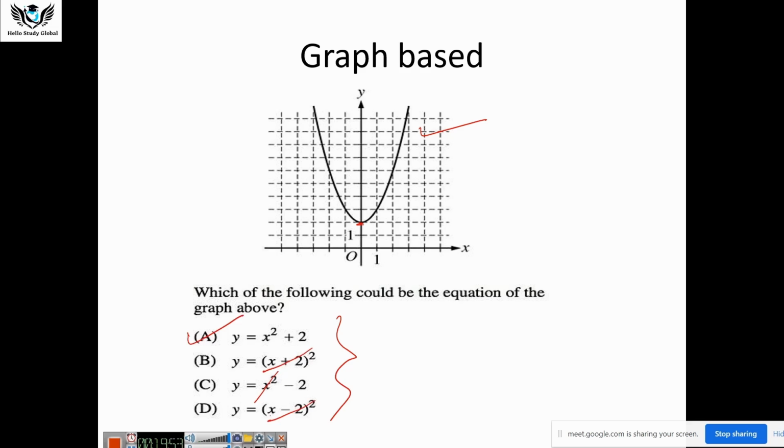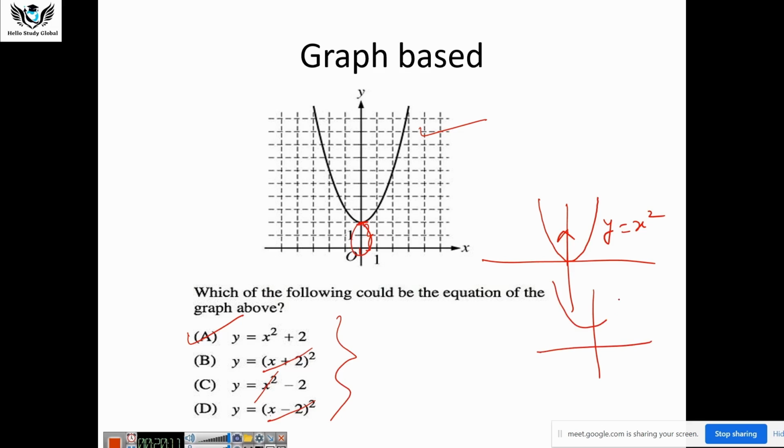So from that point also, at x equal to 0 you're getting the value as 2, y is 2. You can do it. Otherwise you also know that this is the equation of parabola y is equal to x square, and if this has shifted 2 points above, right? So if it shifts 2 points up, then the equation would be y is equal to x square plus 2. So A is anyway the right answer.